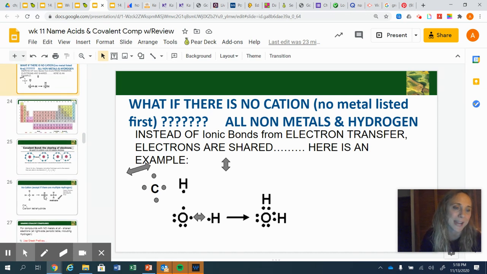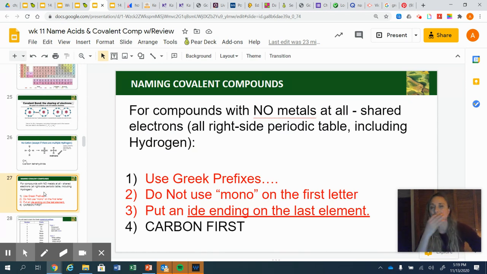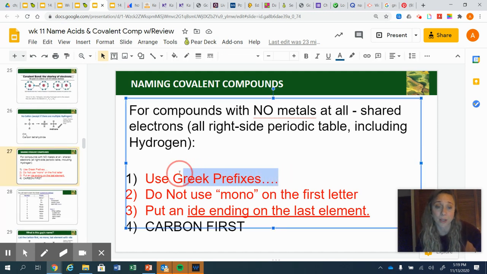Okay, so here are the rules. With no metals at all, electrons are shared. It's a covalent compound. By the way, they're all going to be on the right side, the non-metal portion of the periodic table, including hydrogen. This is where you use those fancy Greek prefixes. You probably want to memorize them. They're easier than having to look up a list.